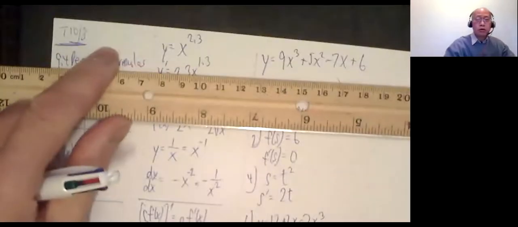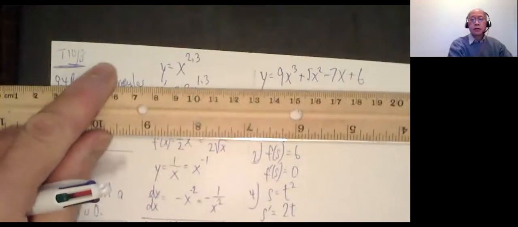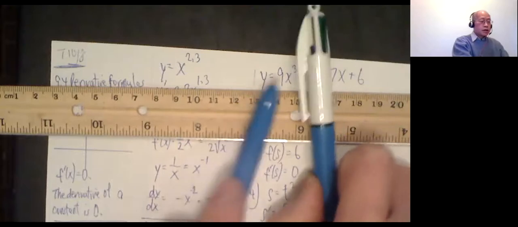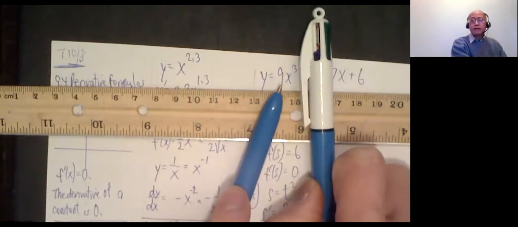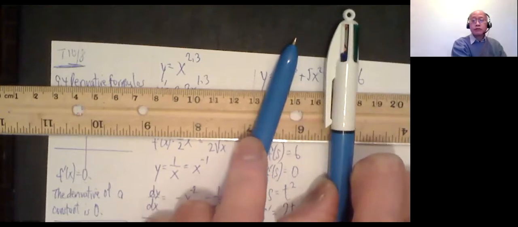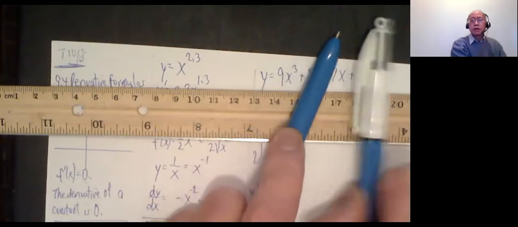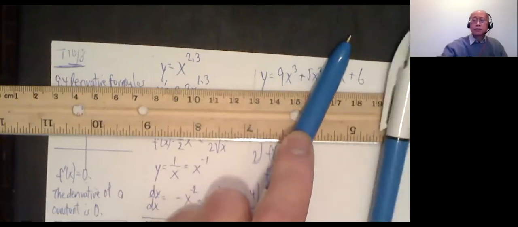All right, one more, and then we're ready to start some problems. What if you have a sum or a difference? Okay, it's not that hard. You can probably guess what to do. Okay, I now know how to take the derivative of 9x cubed. I know how to take the derivative of 5x squared. I know how to take the derivative of negative 7x, negative 7. I now know how to take the derivative of 6, 0.